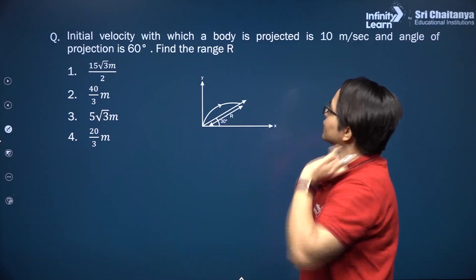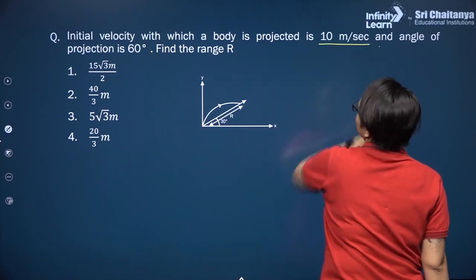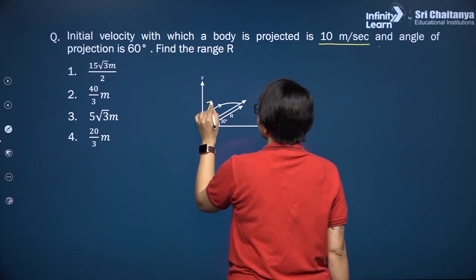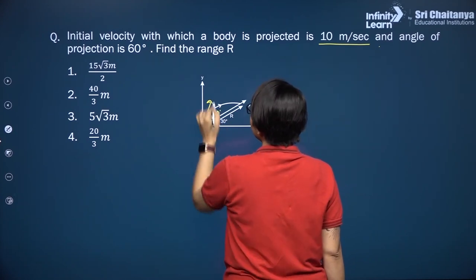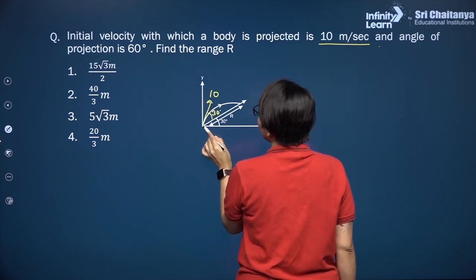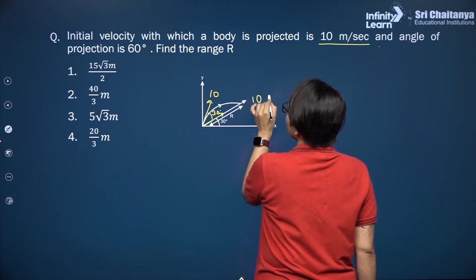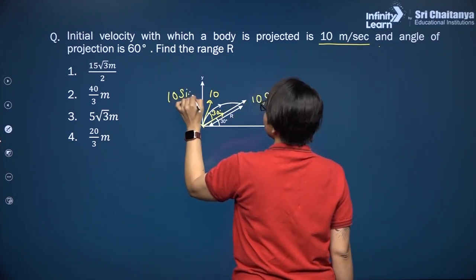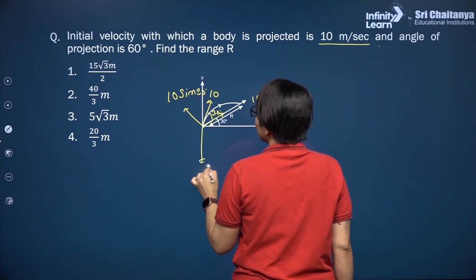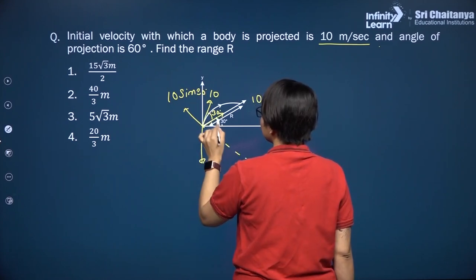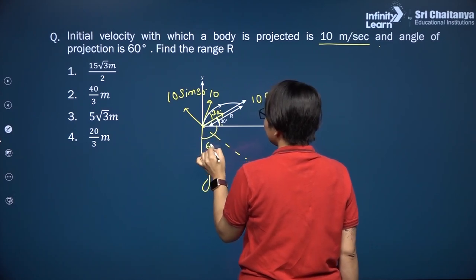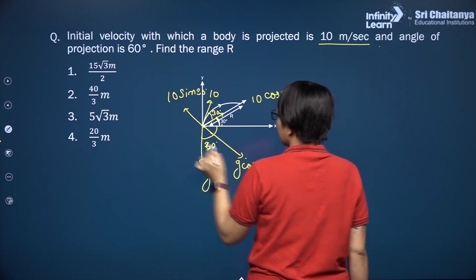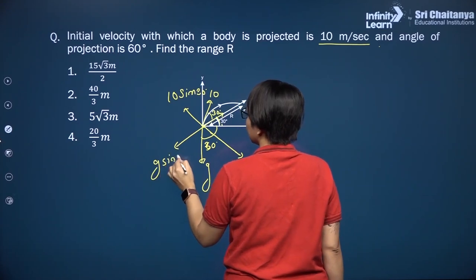Next is this one. Initial velocity with which a body is projected is 10 meter per second and the angle of projection is 60 degree. Find the range. So over here this angle is 30 degree. This is 10. So if you take the component of velocity, this component will be 10 cos 30 degree and this component of velocity perpendicular to the incline is 10 sin 30 degree. Similarly, this is g. Now if you find this angle, this is 30, so this will be 60 and this is again 30 degree. So this is g cos 30 degree and this is g sin 30 degree.